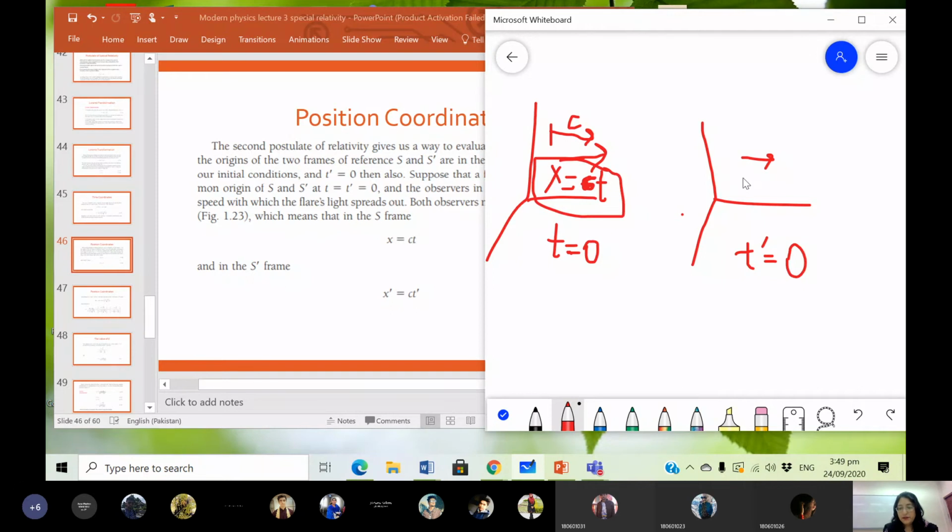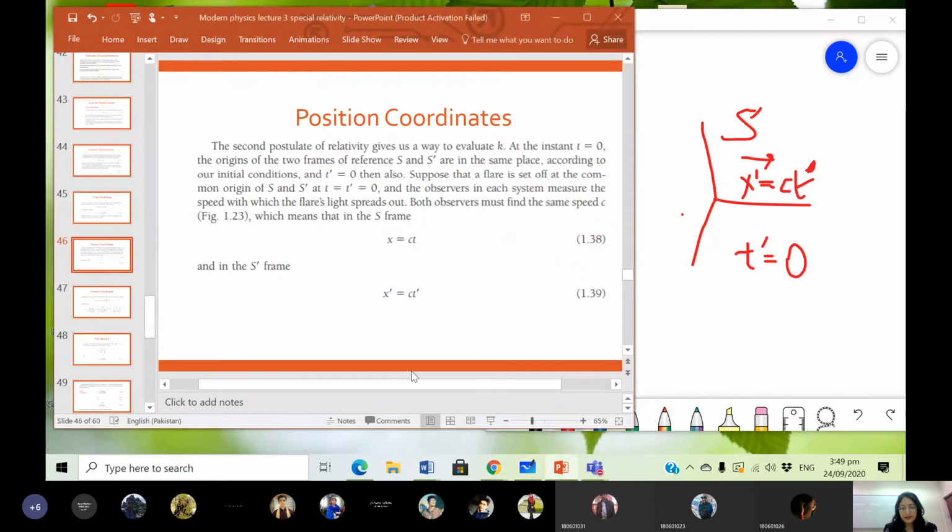Yes? And then in this frame, it has to obey the second postulate of relativity. If t dash is the time that has elapsed in the S dash frame, then x dash will be equal to ct dash, because we're also talking about light that's moving with speed c. Make sense? यहाँ तक सबको समझ में आ गया?